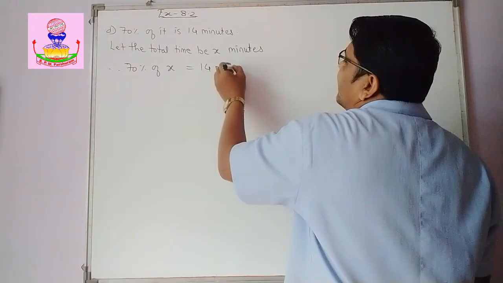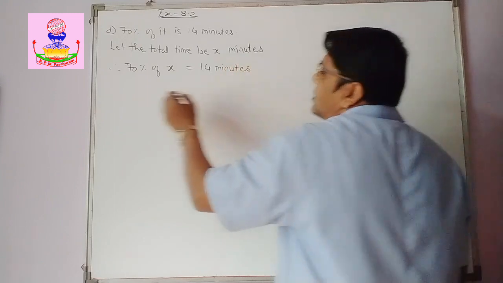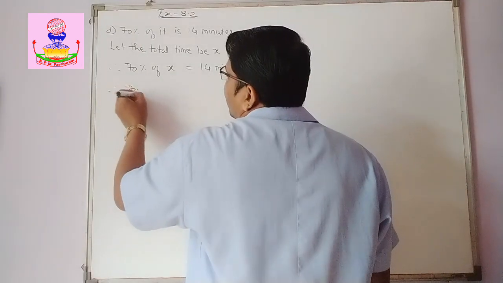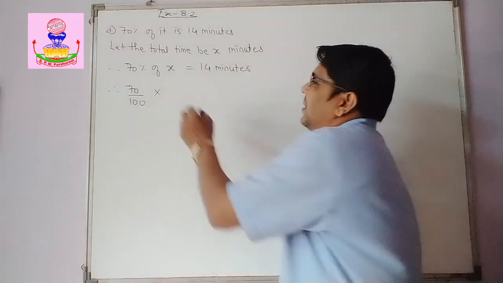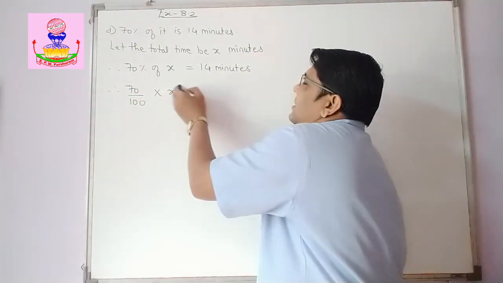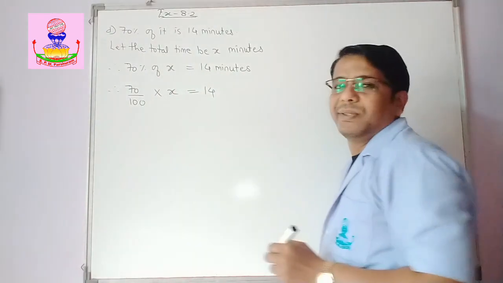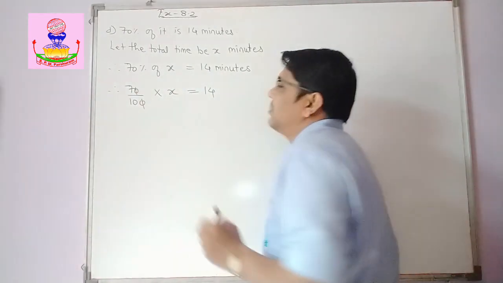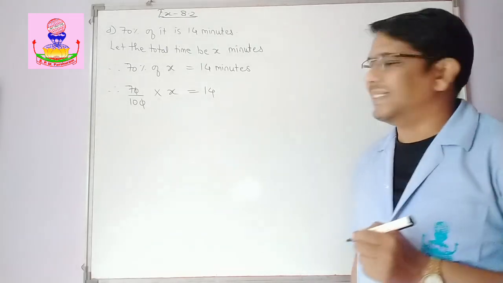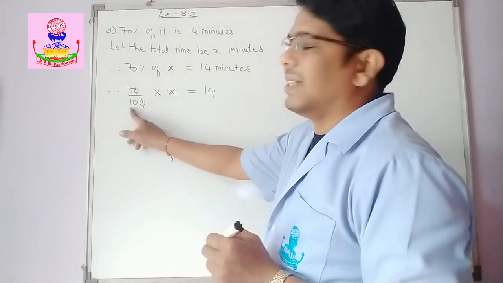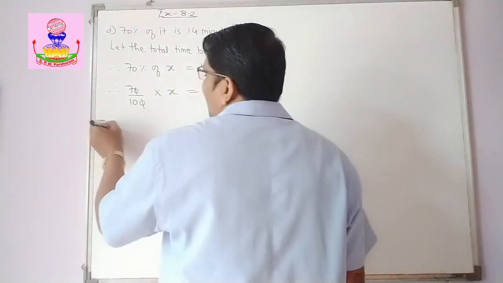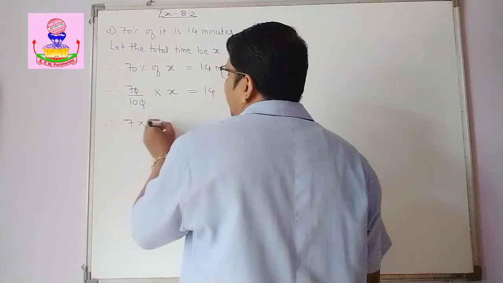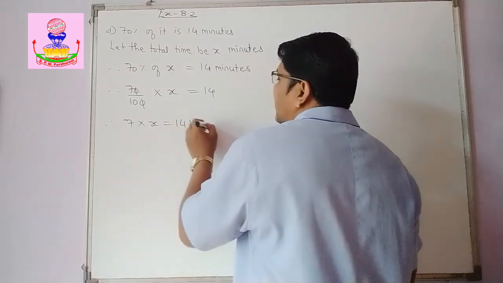Okay. So therefore, 70% of x is equivalent to 14 minutes. Now, 70% means what? 70 upon 100. Of means multiplication. So into x, that is equal to 14. So the 0 from the numerator and denominator will get cancelled.